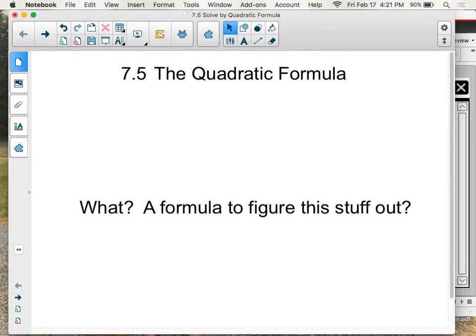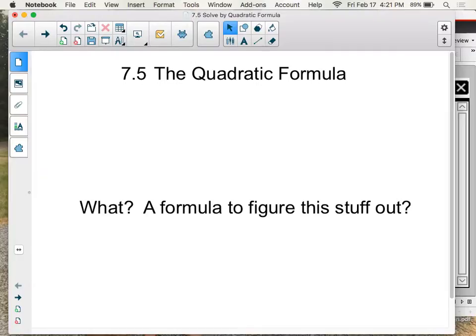Okay, so believe it or not, after all the factoring that you've done and the completing the square that you've done, there is still yet another way to do it. So this is like the, if you can't do any of the other ways, this is what you do method. Yes, there is a formula to figure all this out, and it's called the quadratic formula. It helps us to solve a quadratic equation.